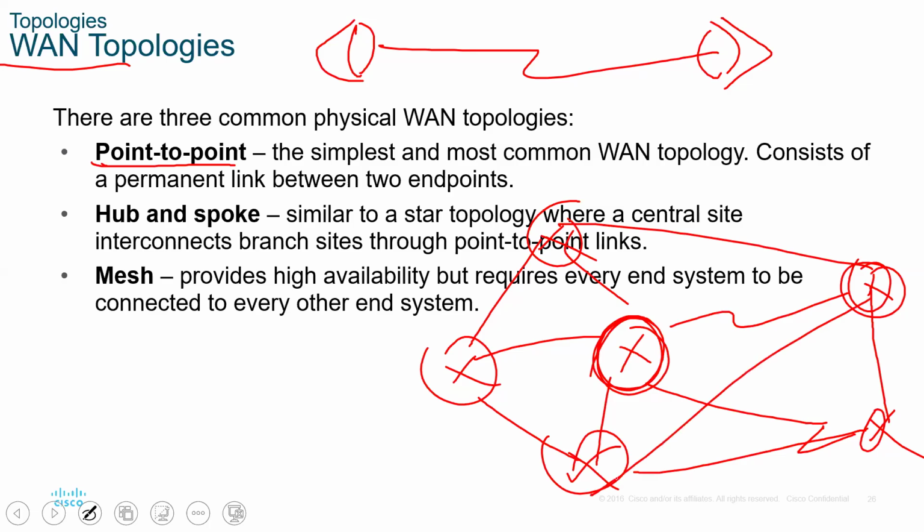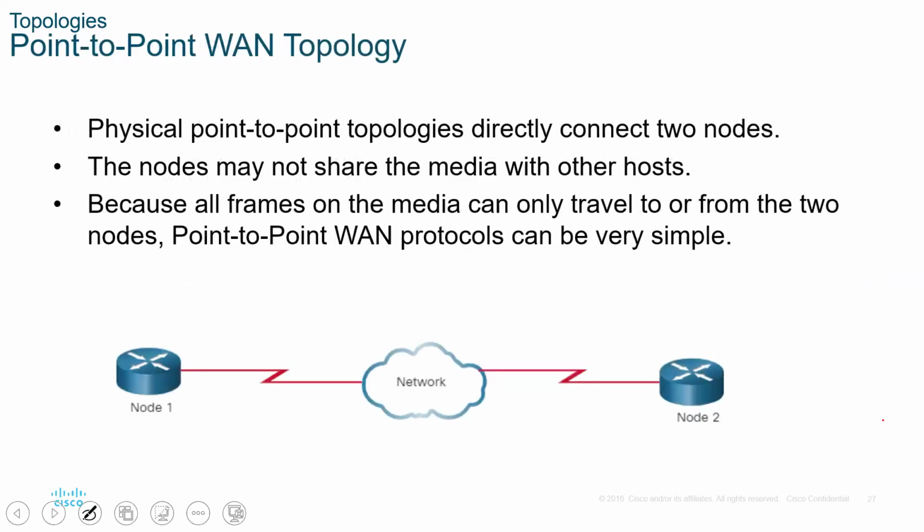So this is connected to this. This is connected to this. This is, and that is it. So everybody is connected to everybody. That is the concept of a mesh topology. Okay. So this is like the example of the point to point.